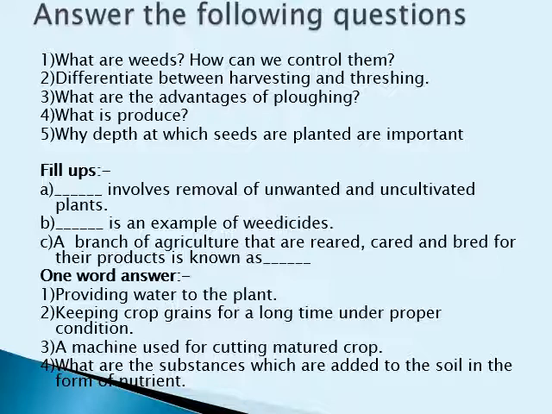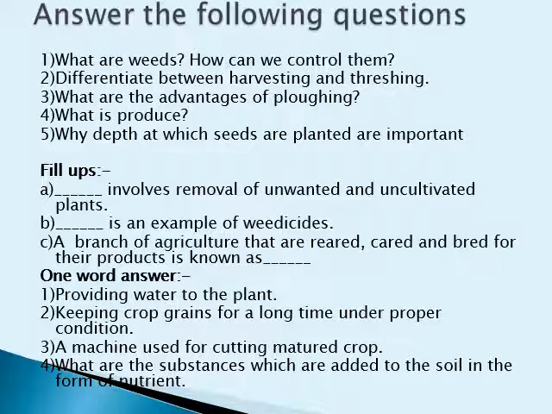Next question says, what is produce? Produce are the products which are obtained from the crop. Question 5 says, why is the depth at which seeds are planted important? Sowing seeds at perfect depth causes the plant root system to form right at the soil surface. Perfect depth makes the plant grow well and provides sufficient nutrients.